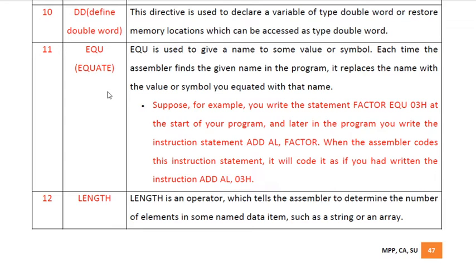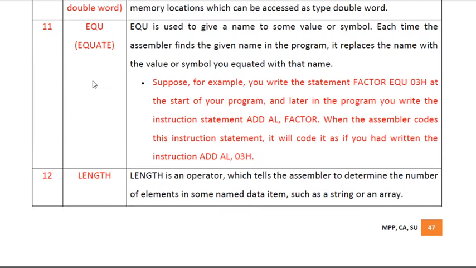For example, here I have equated the name factor to 03H at the start of the program. So whenever this particular name is encountered in the program, it will be equated to 03H. Here I've taken up a statement: ADD AL, factor. So when the assembler codes this instruction statement, it will code it as if we have written ADD AL, 03H. So this is the purpose of equate.